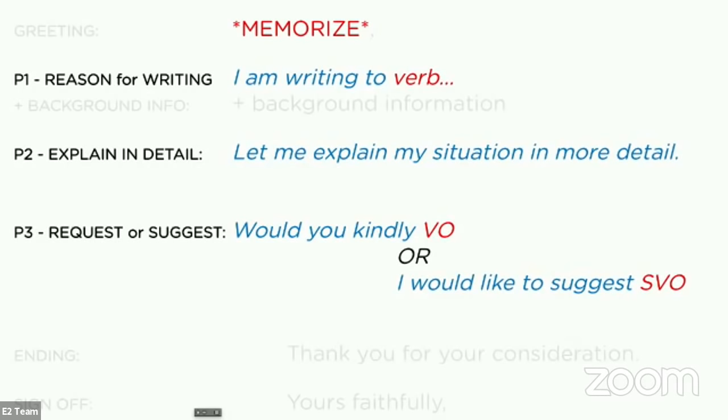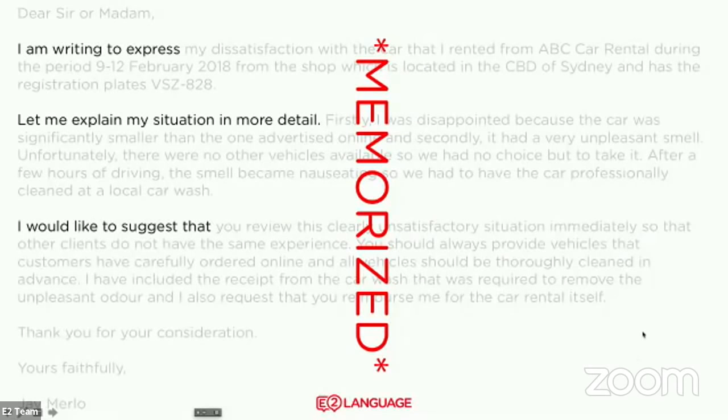First of all, I'm writing to, the reason for writing. I'm writing to verb, you should memorize. Paragraph 2, let me explain my situation in more detail, you should memorize. And would you kindly, or I would like to suggest, you can also memorize. So these parts of the paragraphs can be memorized, in fact.